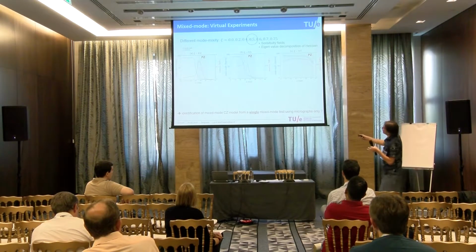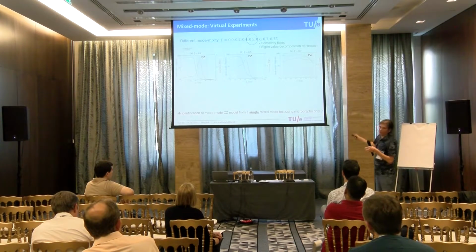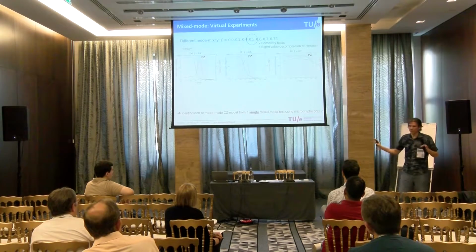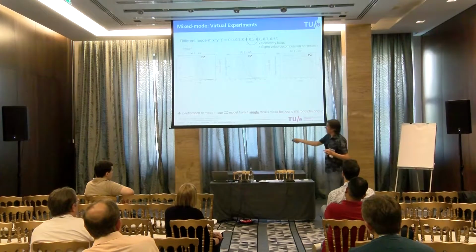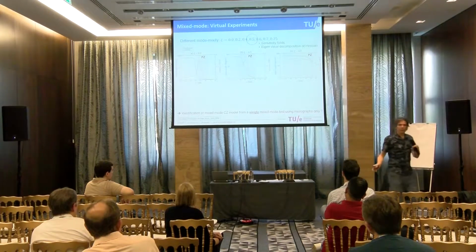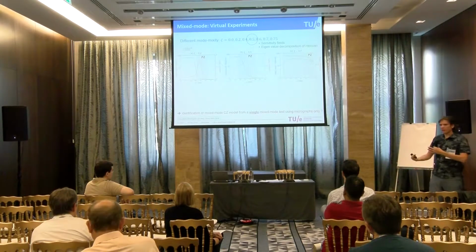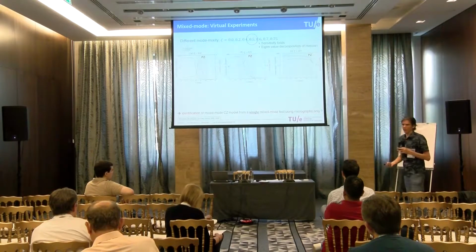And to identify the best test for this, there's a lot of tools. So sensitivity fields, we can do an eigenvalue decomposition of the Hessian matrix. I don't want to go into detail, but there's a paper on this if you're interested. So you can really identify beforehand what is the best test to do.